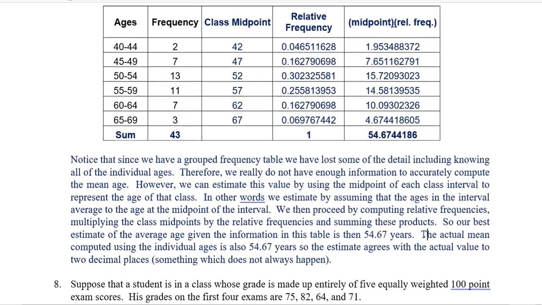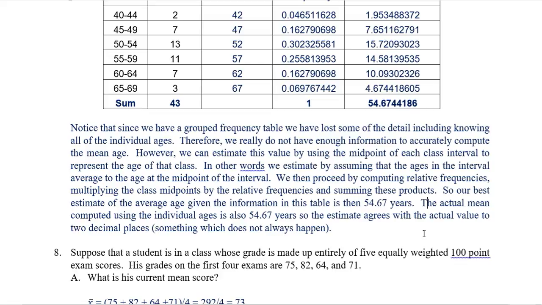Okay, here's another real-world problem. If you're a student in a class, you're going to be interested in this type of problem. Suppose a student in a class whose grade is made up, say, entirely of 5 equally weighted 100-point exam scores, and that's the only thing in the class. And his grades on the first 4 exams are 75, 82, 64, and 71.